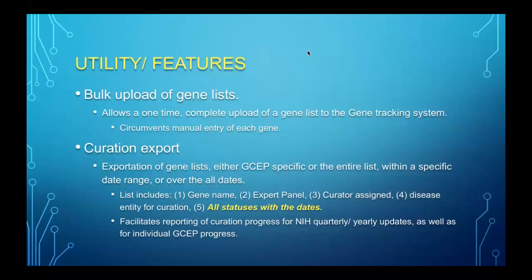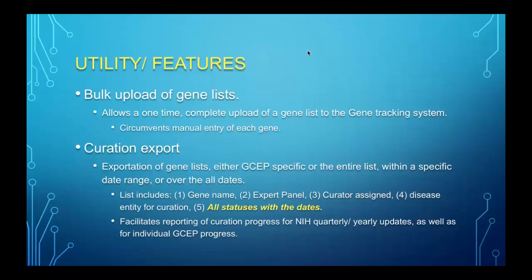So these status dates are the status of the actual gene disease curation, which include that it was in progress, provisional, approved, and published. We've also added in the ability of recuration and whether this curation is now up for a recuration. It does facilitate reporting of the curation progress for NIH quarterly and yearly updates, as well as an individual GCEP's progress.